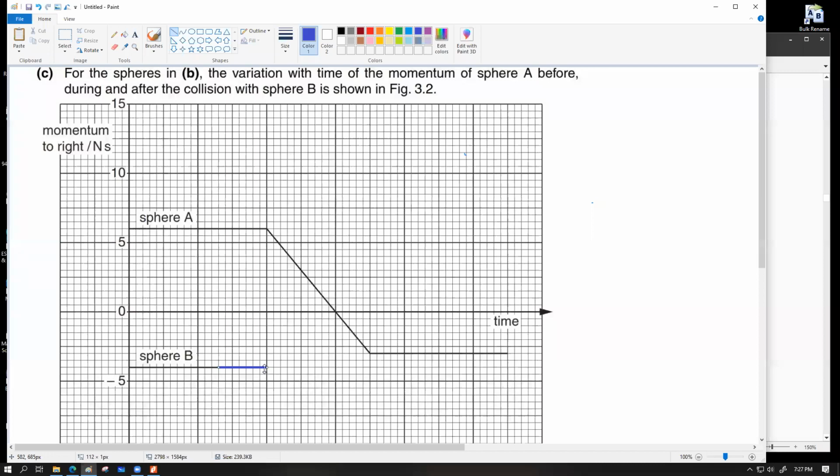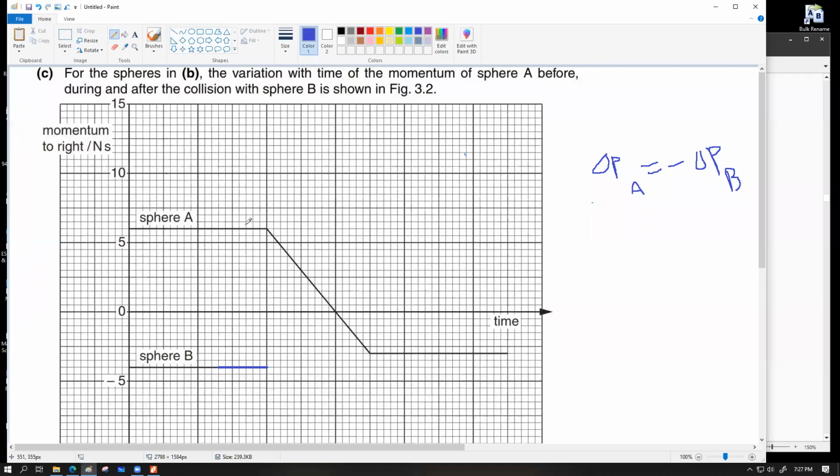This is where the collision will get started, and then as the momentum of the sphere A is going down, momentum of sphere B should be going up, because we know from Newton's third law that delta PA should be exactly equal to minus delta PB. So for the cases when the momentum of sphere A is reducing, momentum of sphere B should be increasing by the same magnitude and over the same duration of time.